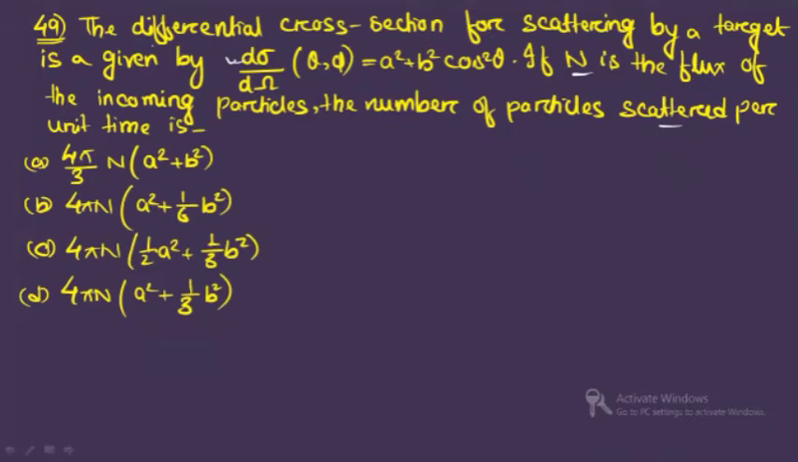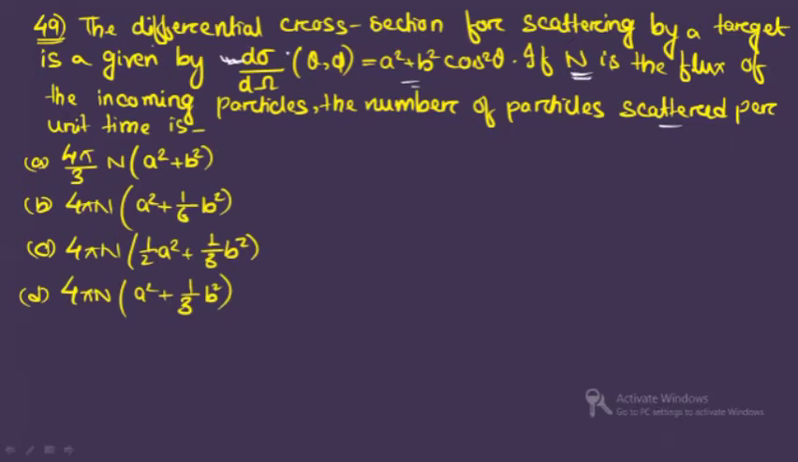Next. The differential cross section for scattering by a target is given by d sigma by d omega equals a square plus b square cos square theta. Here n is the flux of the incoming particle. So we have to find the number of particles scattered per unit time. This is the differential cross section for scattering, it is given to us, and n is the flux of the incoming particle. You have to find how many total number of particles are scattered per unit time.